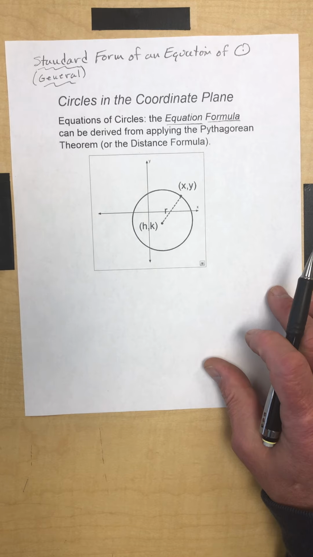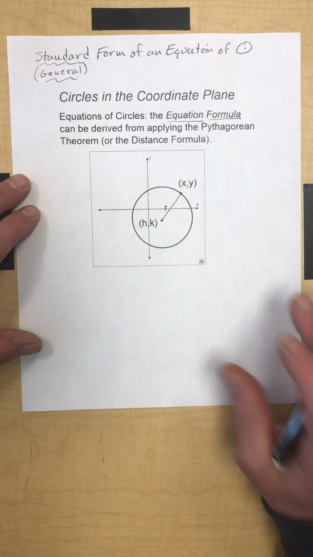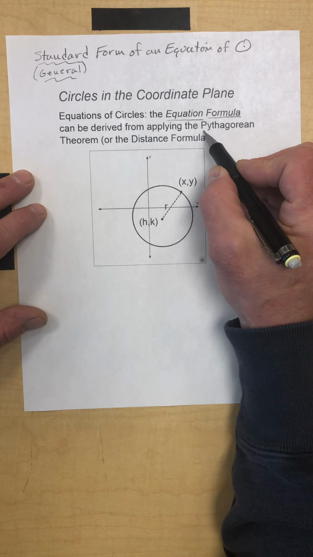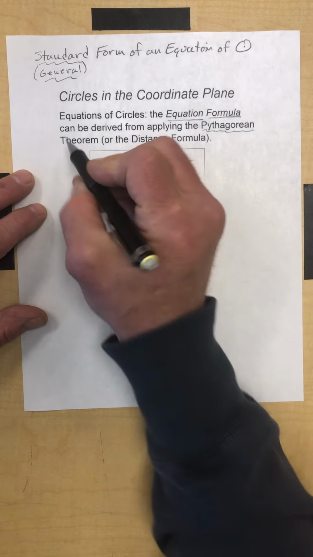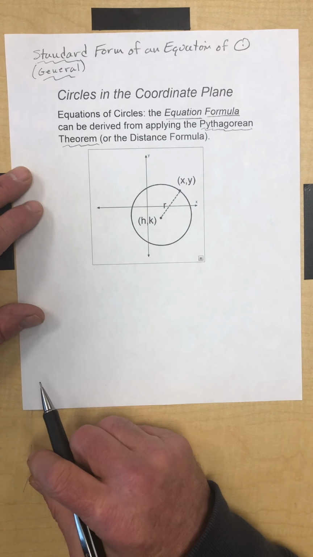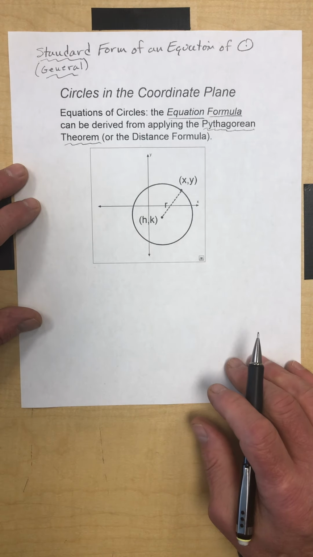Now there are two different ways to derive this sort of equation formula. You're going to be asked to do this on the quiz for this week that's due next Monday. One way to do it is to use the Pythagorean theorem, and then I'm also going to show you how to do it using the distance formula.